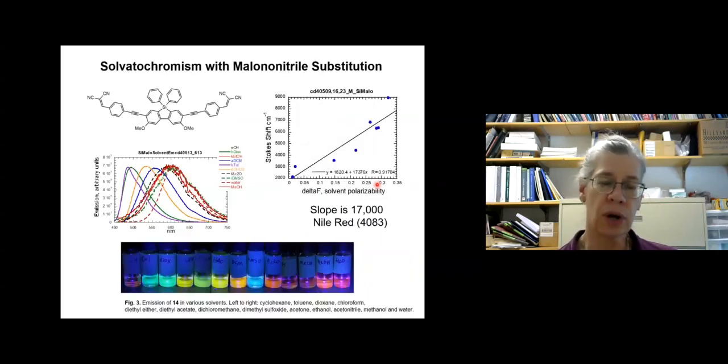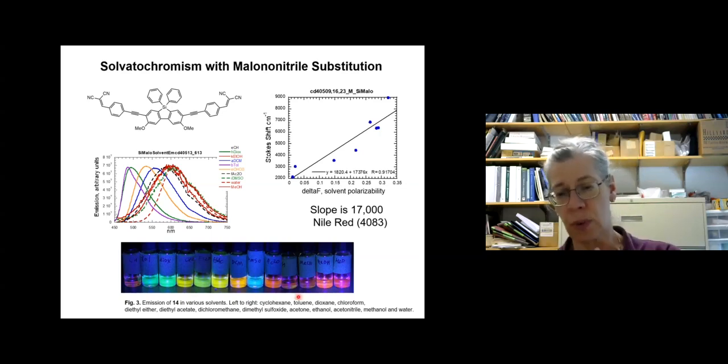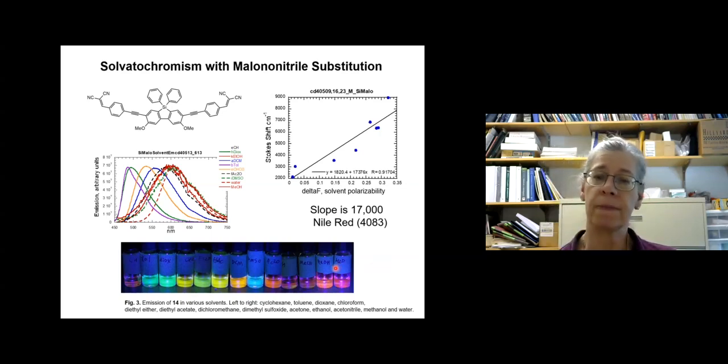What about the malononitrile? Here we see it's even more dramatic. So we actually have, in water and methanol and the most polar solvents, a peak at about 600 nanometers. So this is a red shifted dye. And you can see that down here colorimetrically. These are organized by solvent polarizability as we move to the right. You can see that red dye. The Lippert-Mataga plot has a very high slope, 17,000, which is quite competitive. Some of the highest that I've actually seen in the literature, so that's quite respectable.